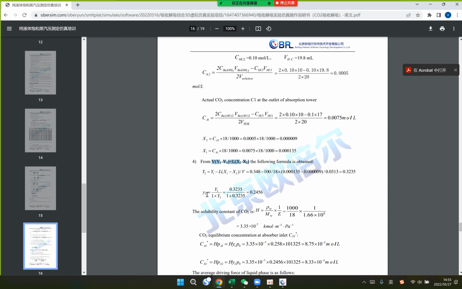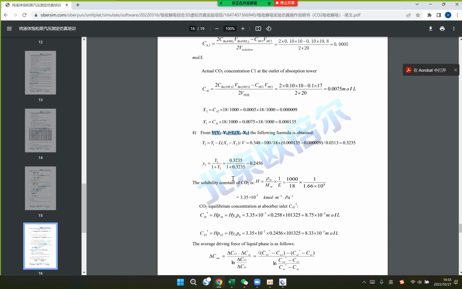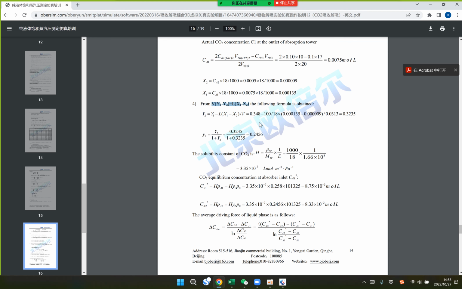So in this case the real carbon dioxide in the exhausted gas can be found. And then because it follows Henry's law, the equilibrium concentration can be found. The difference between the real concentration and the equilibrium concentration is the driving force.